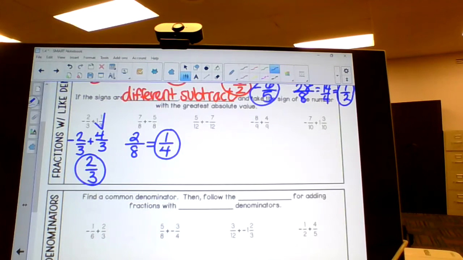Alright, this one. Already proper fractions, common denominator, so I'm going to look at the tops. 5 plus negative 7. So that's different sign, subtract. So 7 minus 5 is 2. 7's bigger, it's negative, so it's negative 2 over 12. Yes. And then we can reduce this one by 2 again. 1/6. So it's 1/6, so negative 1/6. Alright, you try those last two.